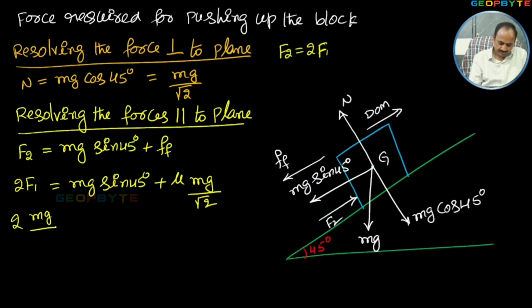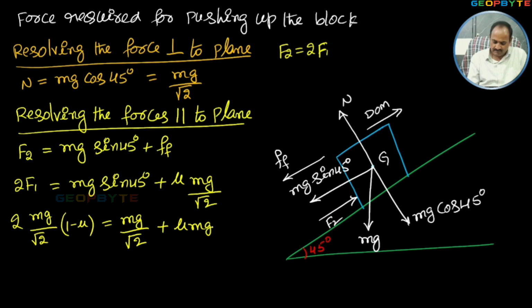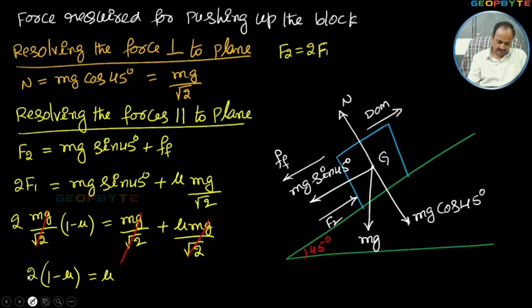mg by root 2 into (1 minus mu) is equal to mg by root 2, because sin 45 degrees is 1 by root 2, plus mu mg by root 2. So on both sides mg by root 2 cancels. Finally it is 2 into (1 minus mu) is equal to 1 plus mu.